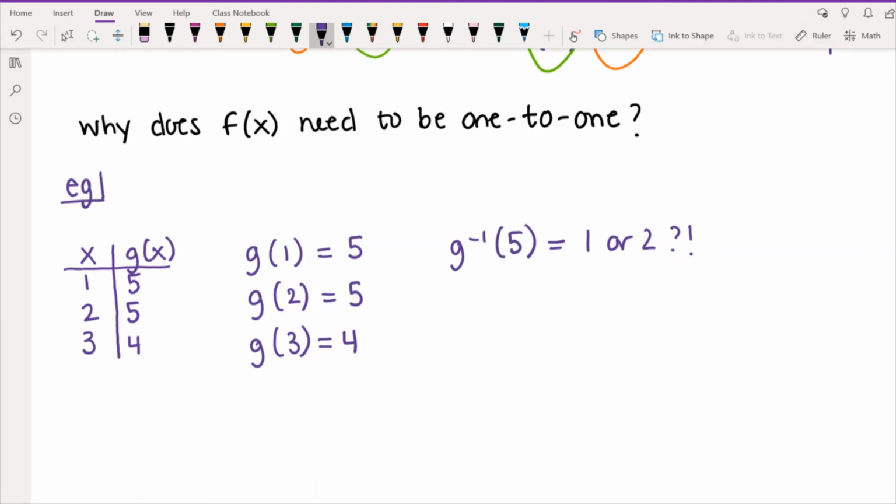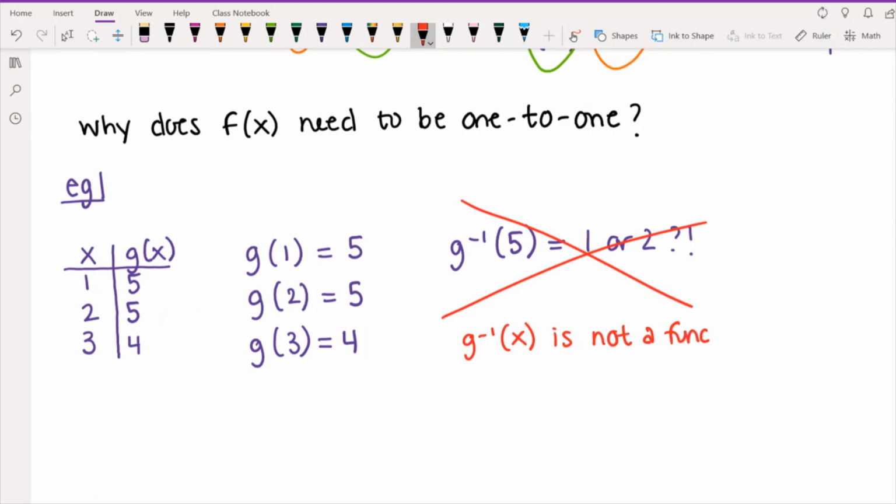And so in order for this inverse to be a function, when you plug in one number, you can only get one answer, right? It needs to be well defined. It needs to be very clear what your answer is. And so if you do g inverse of 5, well, it's not clear what your answer is, right? There's two different answers it could be. And so this basically tells us that there is no inverse function. So g inverse of x basically would not be a function. And why is it not a function? Well, it was because our original function, g of x, is not one-to-one.